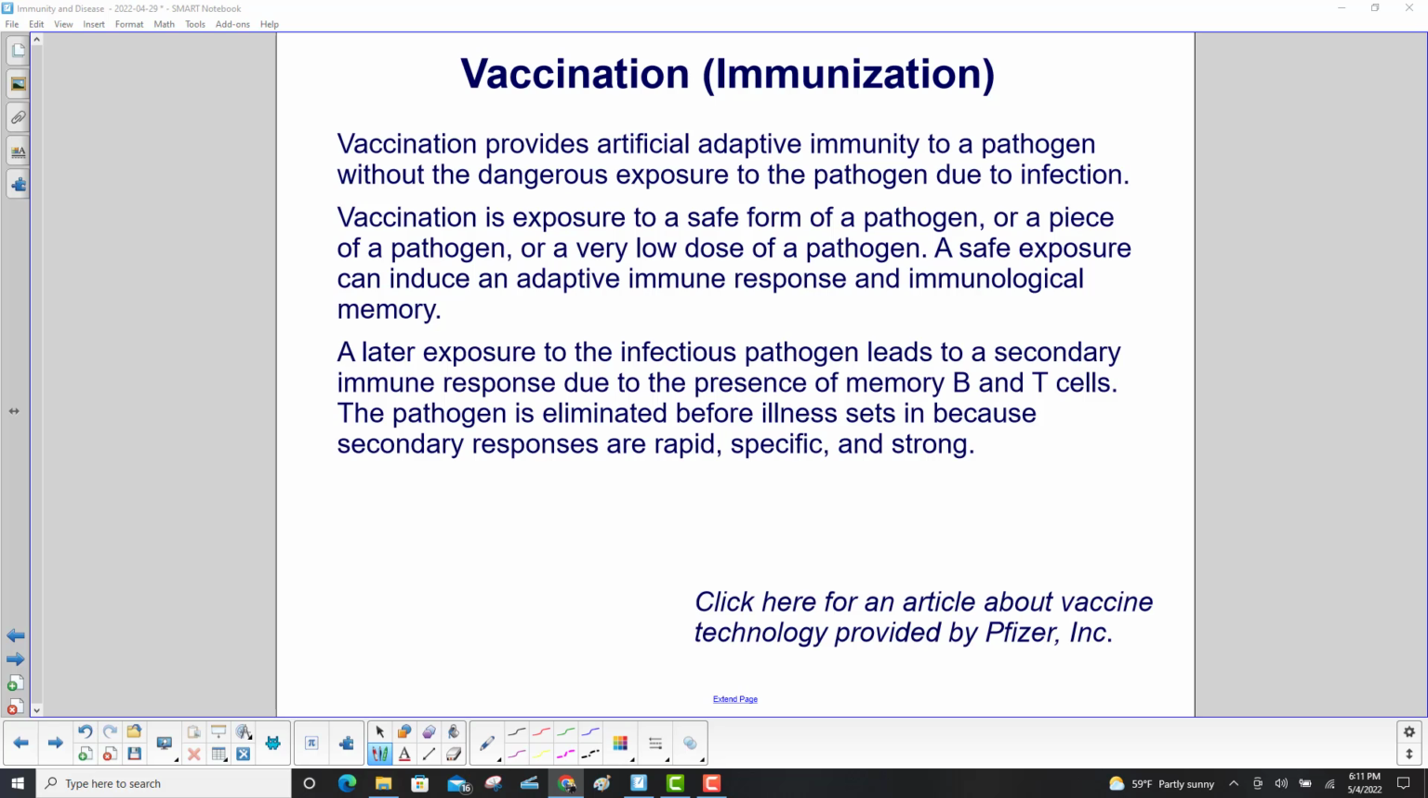A later exposure to the infectious pathogen leads to a secondary immune response due to the presence of the memory B and T cells. The pathogen is eliminated before illness sets in because secondary responses are rapid, specific, and strong.